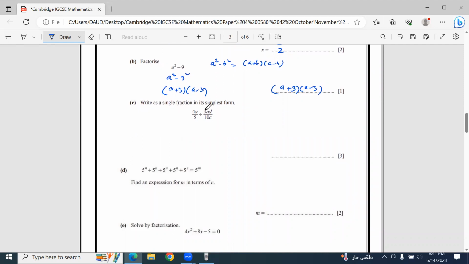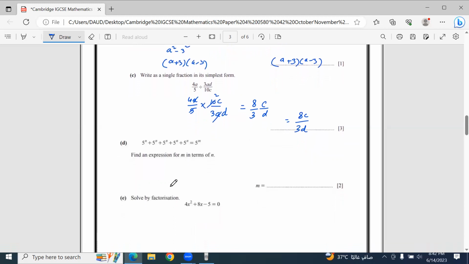Write as a single fraction in its simplest form. So 4a over 5, multiply, change that value into its reciprocal. So 10c over 3ad. So we can cancel a and a, but d we cannot. 5 can cancel 10. So we have 4 2s are 8 over 3, c over d. Means 8c over 3d. That is our last answer.